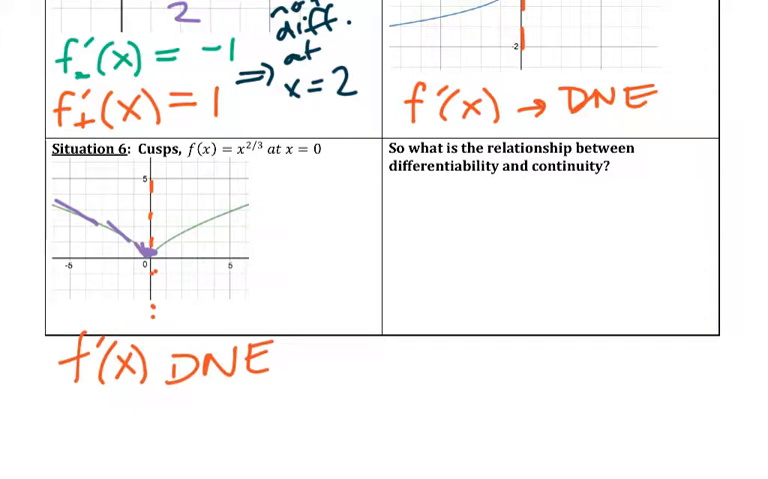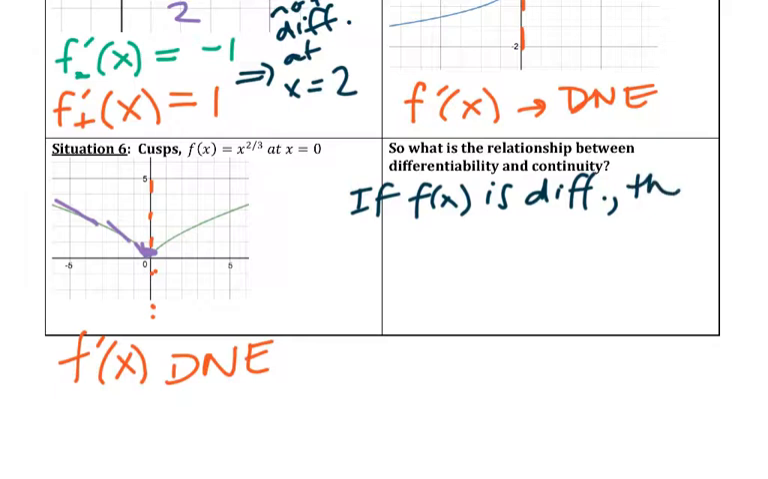So we've now looked at all these different scenarios where the derivatives don't exist, or where the function is not continuous and therefore not differentiable. So what's the relationship between differentiability and continuity? There are a few different ways we can think about this. We can say, if f of x is differentiable, then f of x is continuous. It's guaranteed.